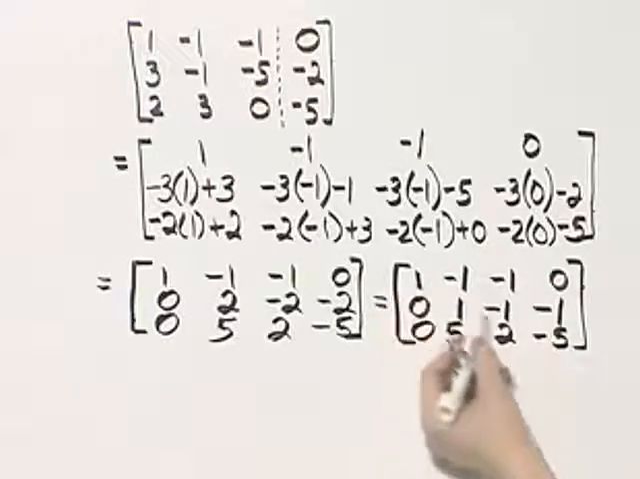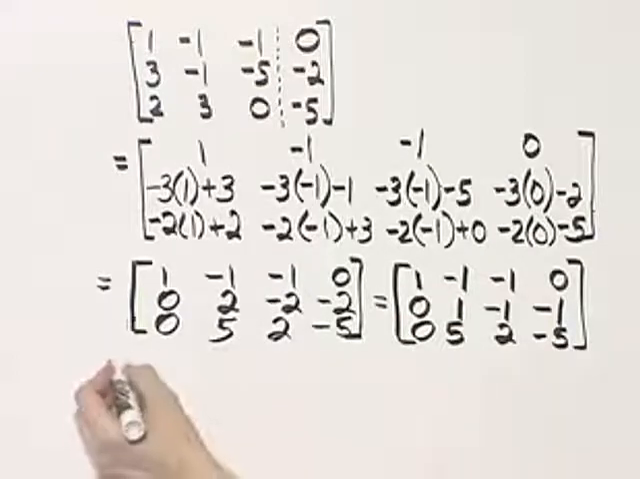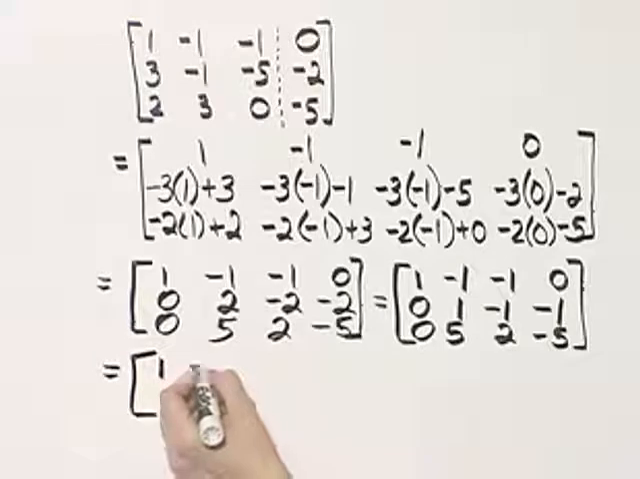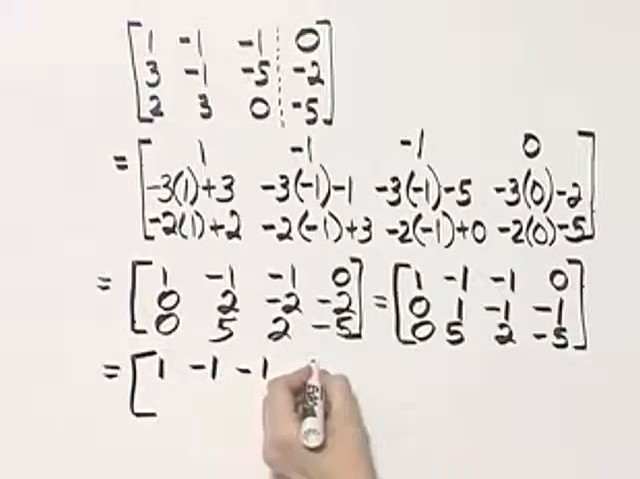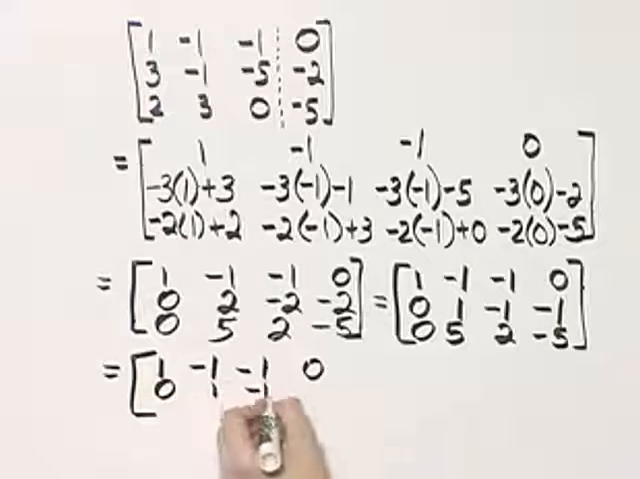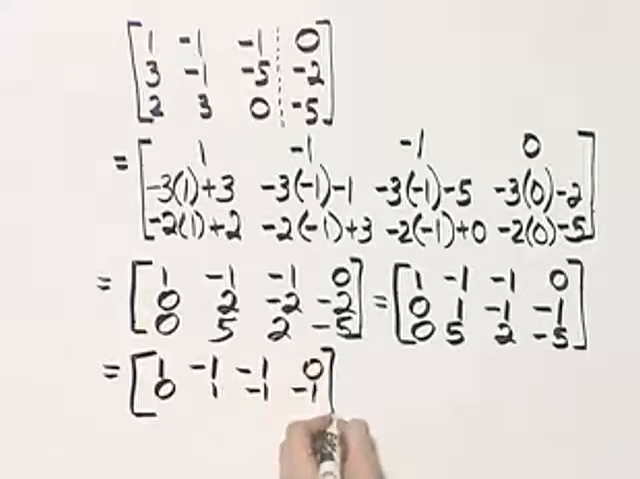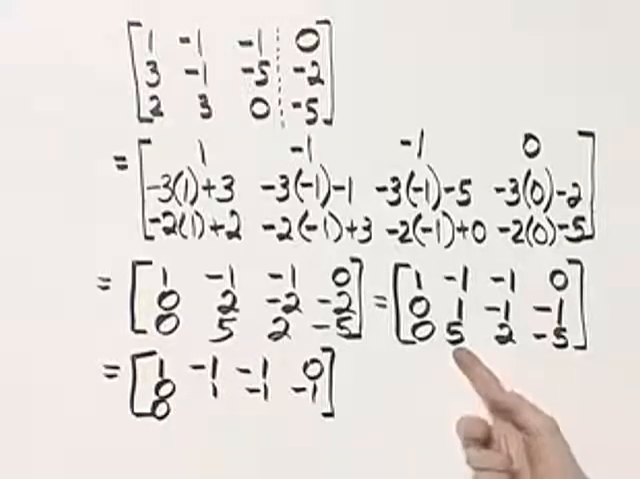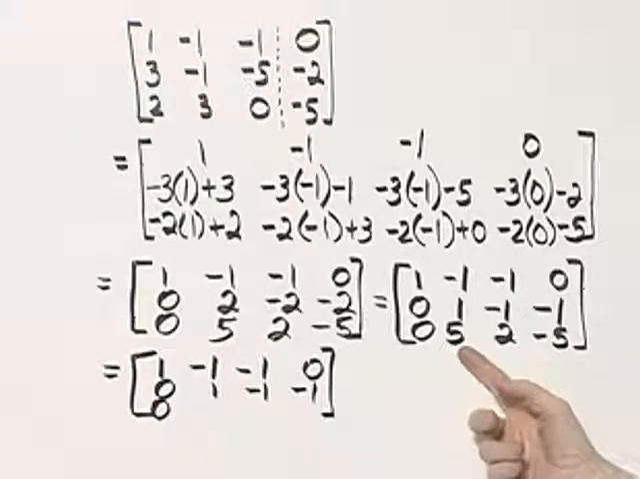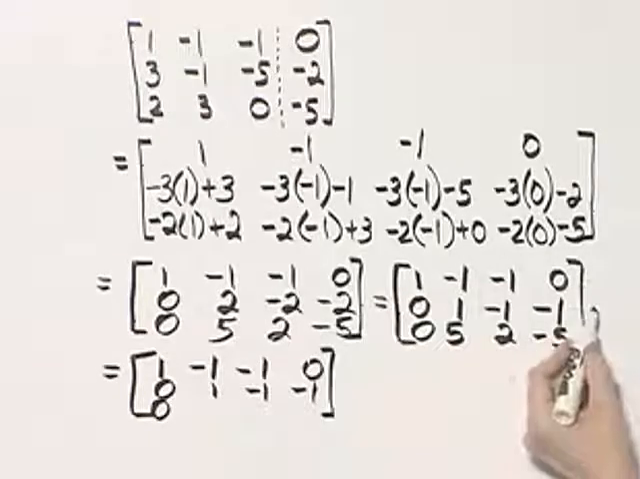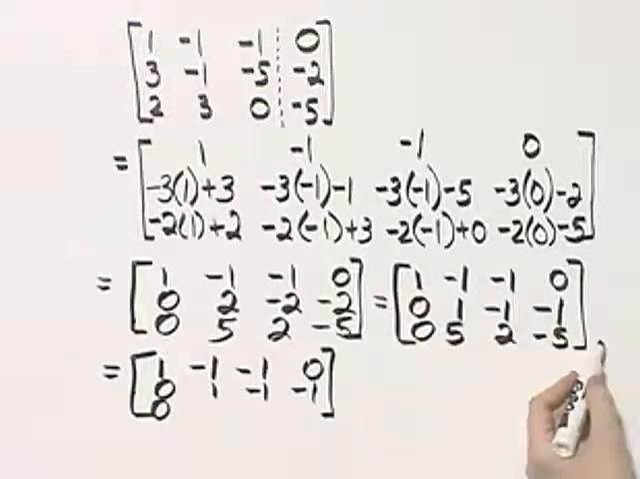What's left? I want to make this a 0. So that's 1, -1, -1, 0. That's 0, 1, -1, -1. And that's 0. How can I make this a 0? Use your second row, multiply every element in this row by -5 and add it to this row.